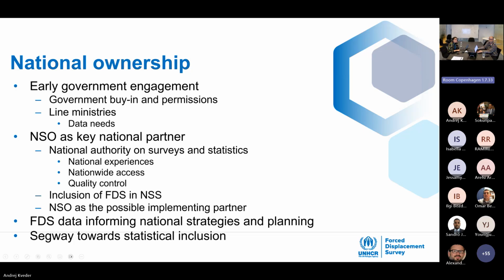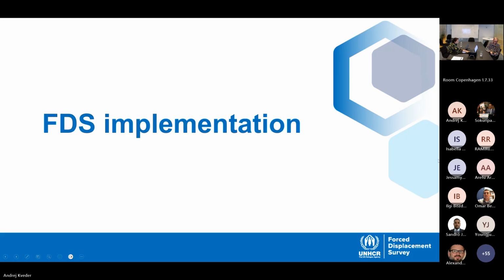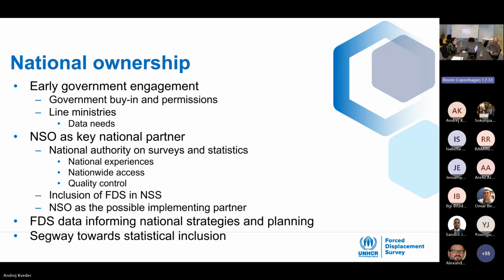Now, Andrej just talked a bit more on the technical side. I will talk a bit more on the implementation, and I will share some of the results because it's always interesting to see the data itself. So in FDES, what we really pay attention to is having a very early engagement with the government to make sure that the results that we provide are nationally representative, and we really care about the statistical inclusion.